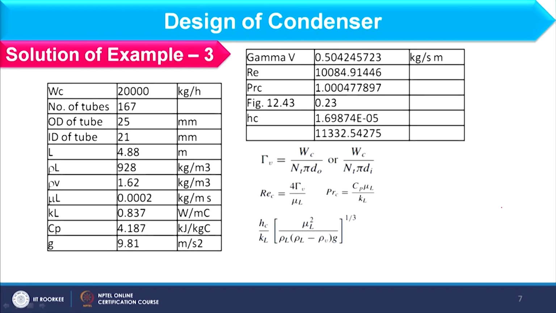So, if you see here we have vertical condenser where condensation is occurring in tube side, right. To solve this problem or to calculate heat transfer coefficient in tube side, we have two methods.